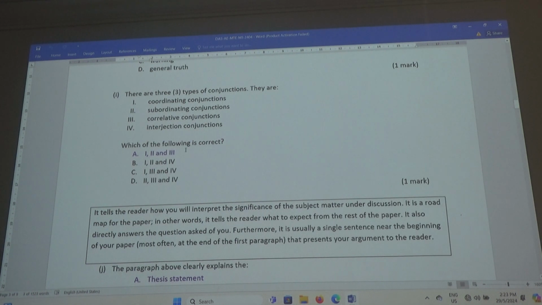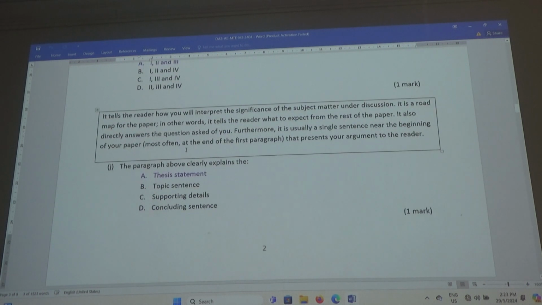So that's A, 1, 2, 8. Is that okay? Alright. Okay, this one you know. It is the thesis statement.